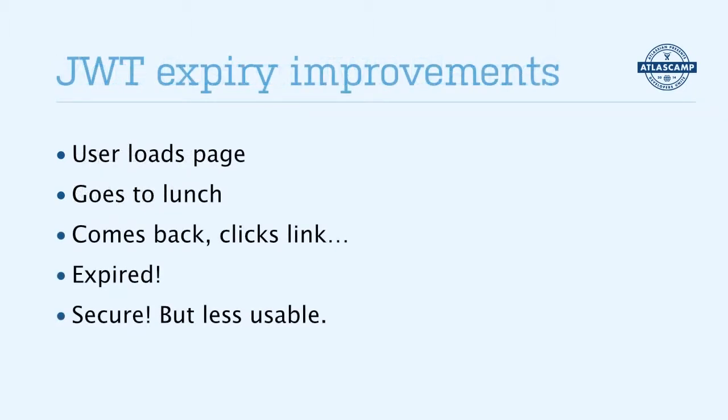JWT expiry improvements. These are things that some of you have asked about recently a lot. It's to solve this particular problem. So the user loads a page. The page has a link in it. That link has a JWT token in it. That token has a particular expiry. The reason it has the expiry is to prevent someone from capturing it and just replaying it in 5 years' time as some sort of replay attack.